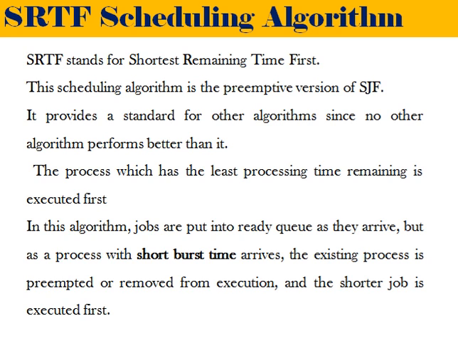Student, SRTF stands for shortest remaining time first. This algorithm is also called the preemptive version of SJF, that is shortest job first. In this algorithm, when we put jobs in the ready queue, if some process having a shorter burst time arrives, then the existing process is preempted or removed from execution, and that shorter job is executed first.